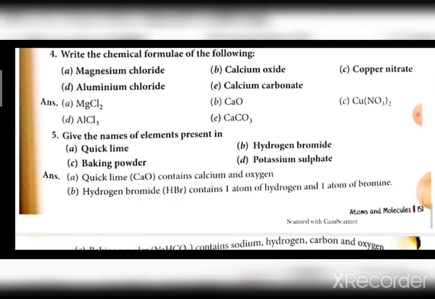Question number 4. Write the chemical formula of the following. Magnesium chloride, it will be MgCl2. Calcium oxide, CaO. Copper nitrate, Cu(NO3)2. Then aluminium chloride, AlCl3. Calcium carbonate, CaCO3. You can just take the help of valency table, and you can do it on your own, and after that you can check the answers from this PDF.